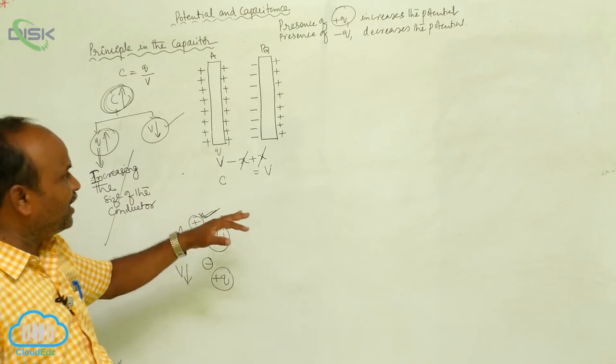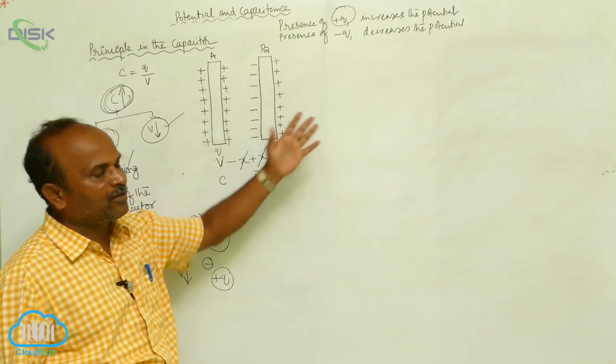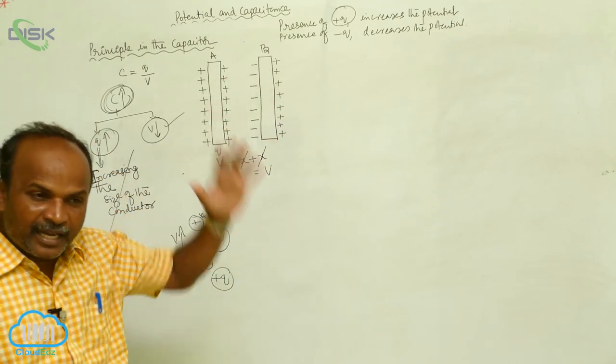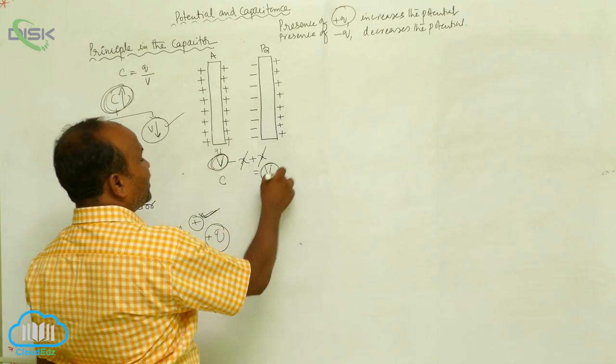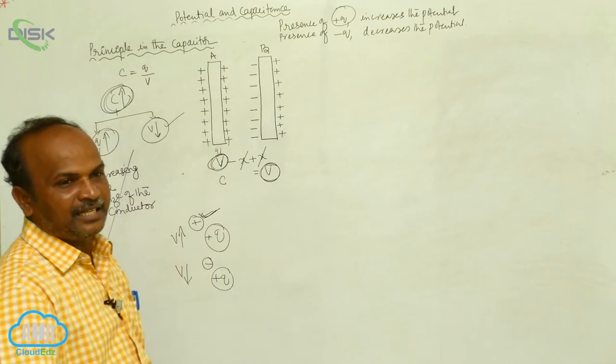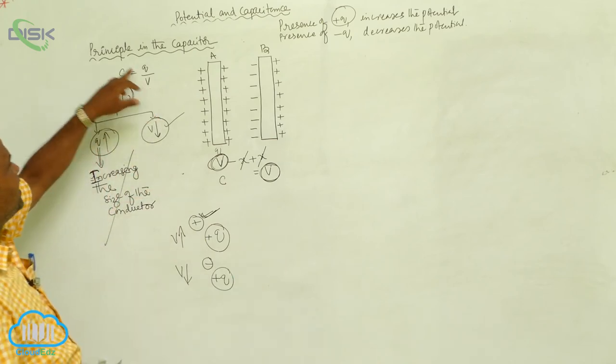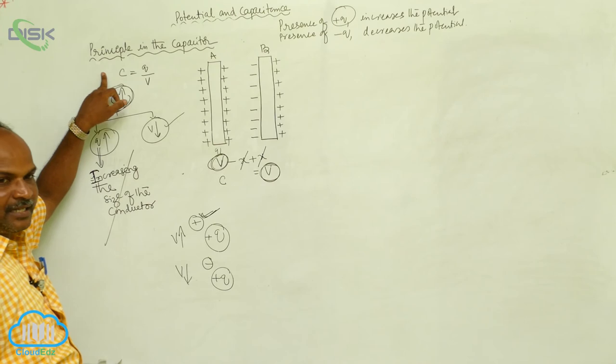Now, in this case, because of electrostatic induction, what is the initial potential? V. What is the final potential? V. The potential is not changed. As the potential is not changed, capacity is also not changed.